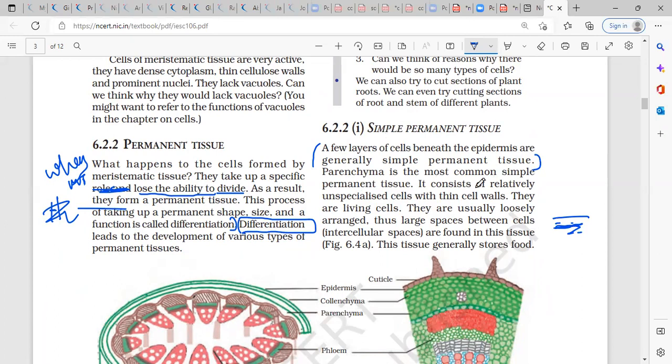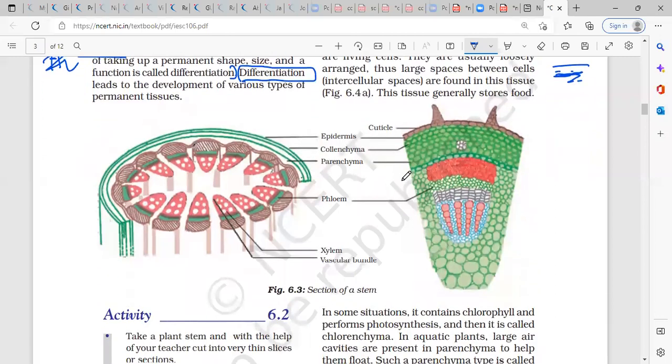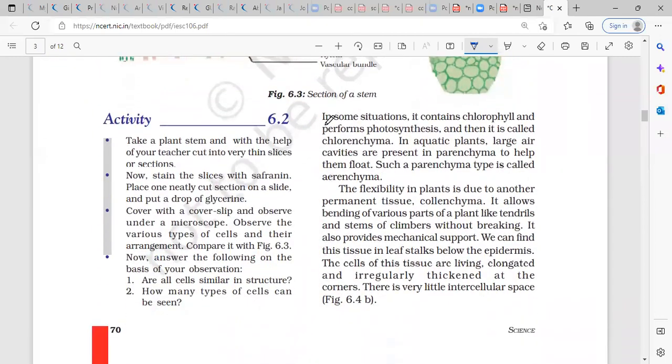Parenchyma is the most common simple permanent tissue. It consists of relatively unspecialized cells with thin cell walls. They are living cells, usually loosely arranged, so large spaces are found between them in the tissue. This tissue generally stores food in some situations. If it contains chlorophyll and performs photosynthesis, it is called chlorenchyma. This is basically the theory.